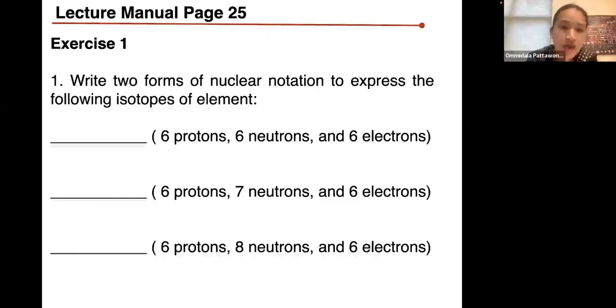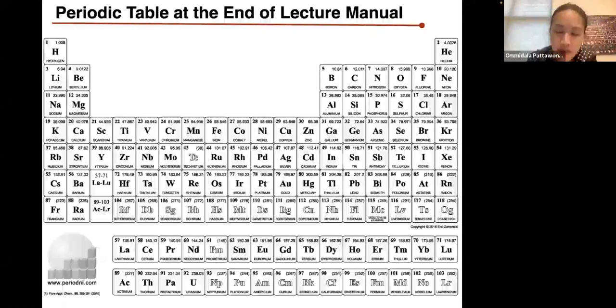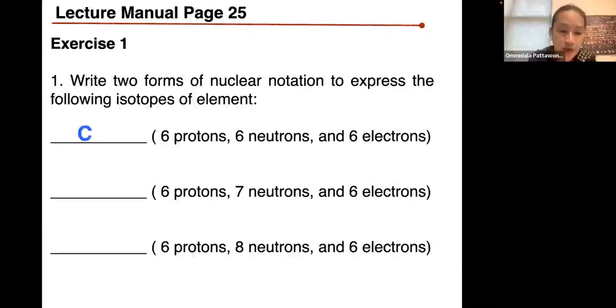Now let's check your work together. This element contains 6 protons, and that is going to be carbon. So 6 would be on the bottom to represent the atomic number, which is the number of protons. The mass number would be protons plus neutrons together, therefore equal to 12. You can also write it as C-12.